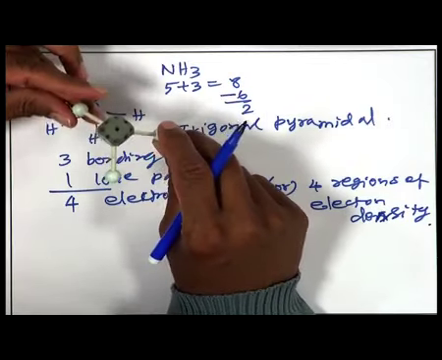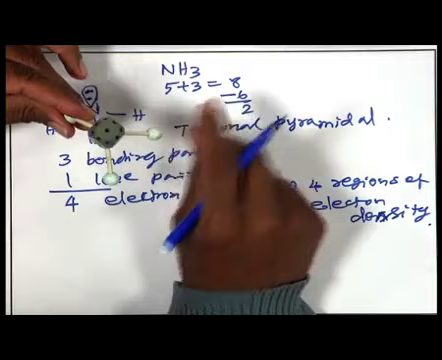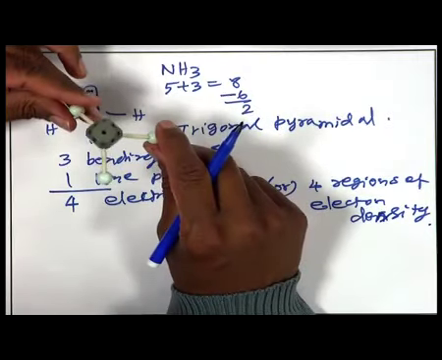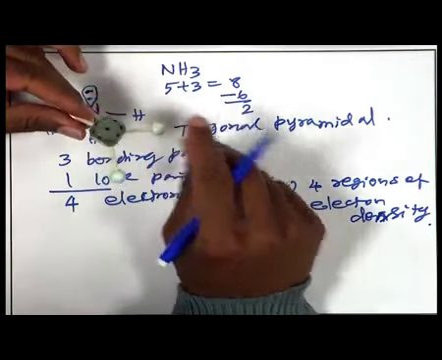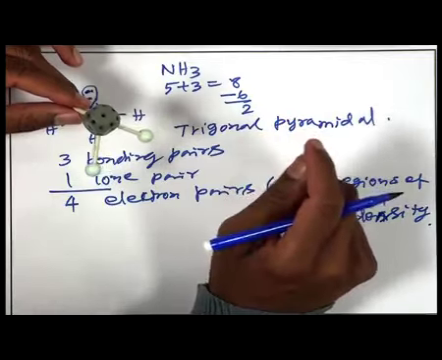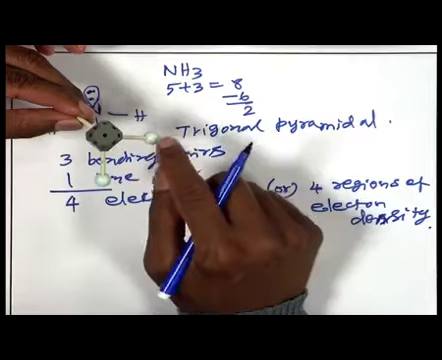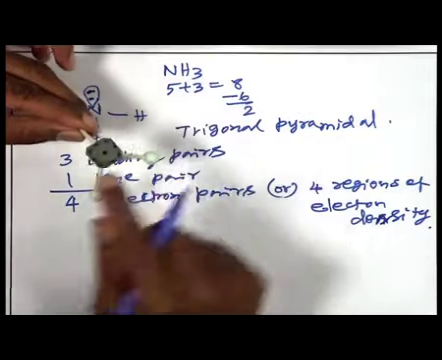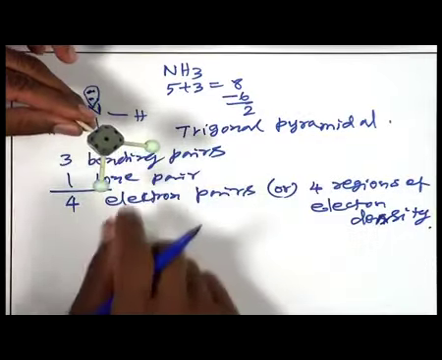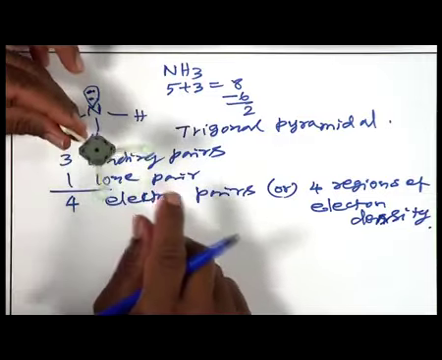So you have to tell the shape of the molecule based on only the atom positions. For ammonia, the shape is trigonal pyramidal. So this is one face, here is another face, here is another face. That is a trigonal pyramidal shape.